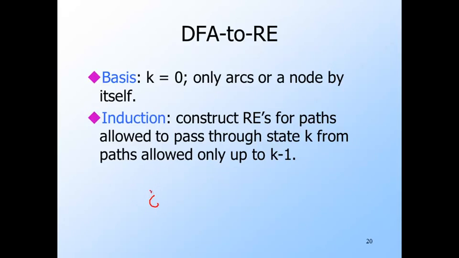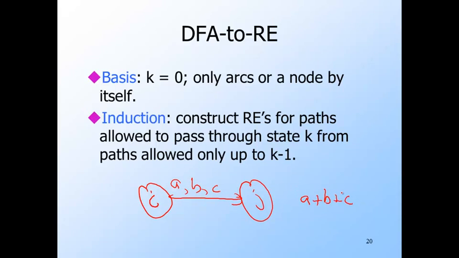So, for example, here's state i, here's state j, and suppose it has arcs labeled a, b, and c, then its regular expression is a plus b plus c. And if there's also a loop on state i with labels d and e, then the regular expression for the paths from i to i would be d plus e plus epsilon.